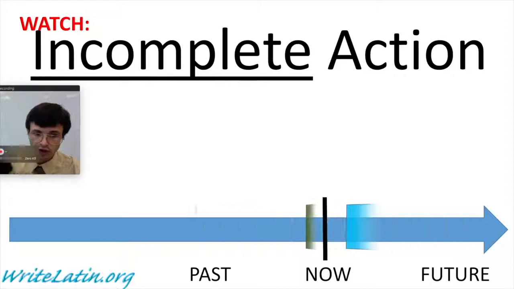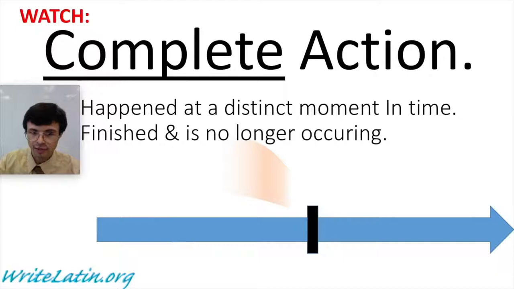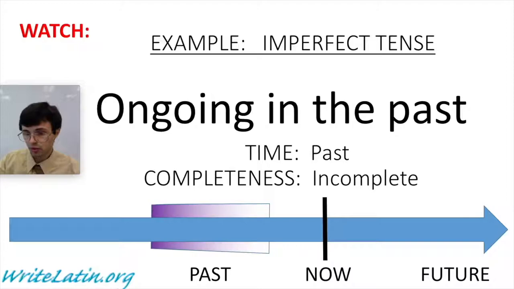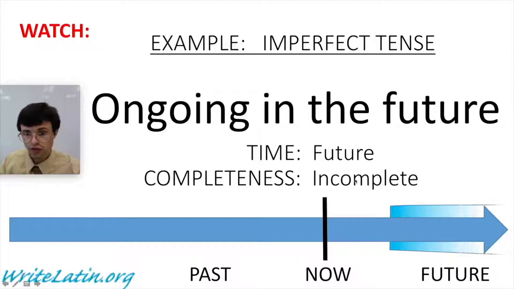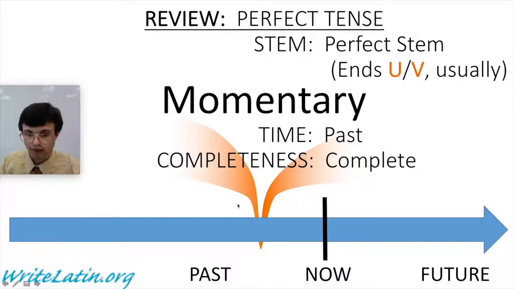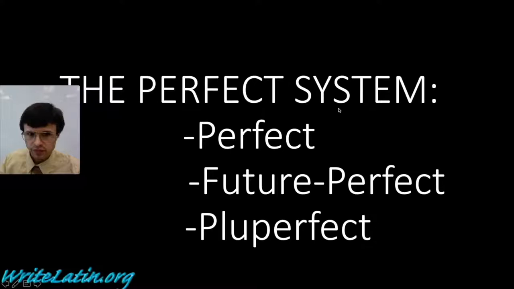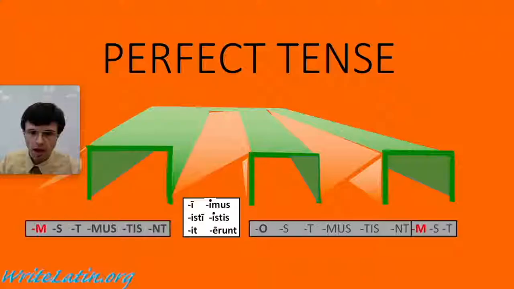So today we are going to learn our first complete tense, which again is something that happened at a distinct moment in time and is done. And that tense that we're going to learn today is going to be the perfect tense. So we had the imperfect, which was past tense and incomplete. We had the future, which was future and incomplete, but today we're going to have the perfect, which is past and complete. And you can see here that the perfect can occur anywhere in this area, anywhere before the present. The perfect is the first tense of what's called the perfect system, which includes these three tenses, and they are all the same in that they all use what's called the perfect stem, which is the third principal part, but we will get into that in a second.